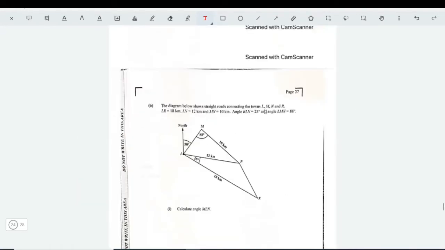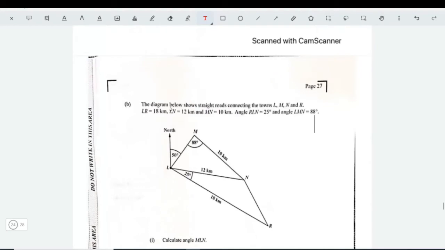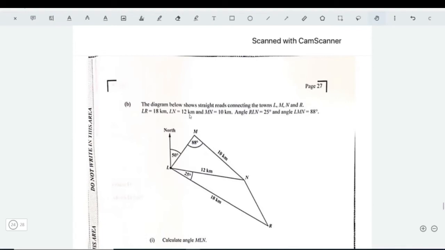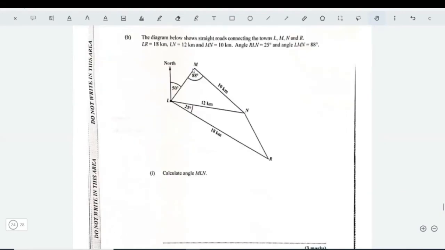Now that we completed that part of the question, let's move on to part B. Let's zoom up a bit. Part B says the diagram below shows the straight roads connecting the towns L, M, and N, and R. LR is 18 kilometers. LN is 12 kilometers, MN is 10 kilometers, angle RLN is 25 degrees, angle LMN is 88. Calculate angle MLN. This is the angle that we need to find, the angle at L.